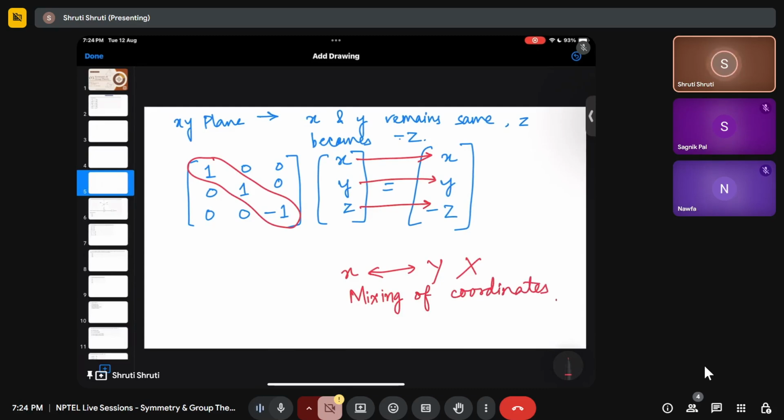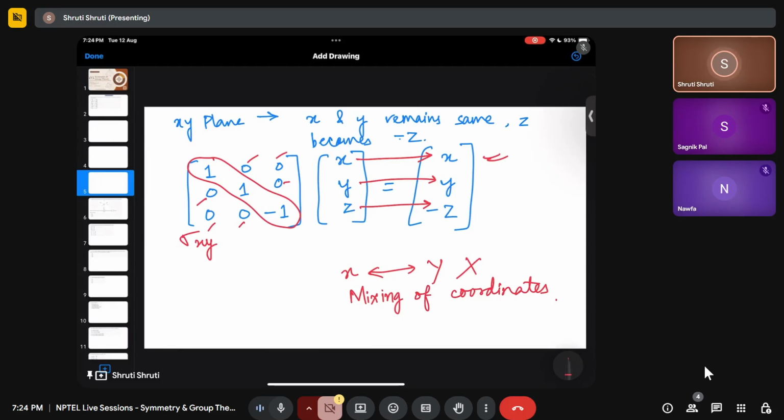If mixing will happen, then these off diagonal elements will also become non-zero elements, so that when you multiply anything with that non-zero element, it will reflect in your answer here. Are you understanding, Nafa? Yes, ma'am. Okay. So this is your sigma, this is the transformation matrix for sigma xy.